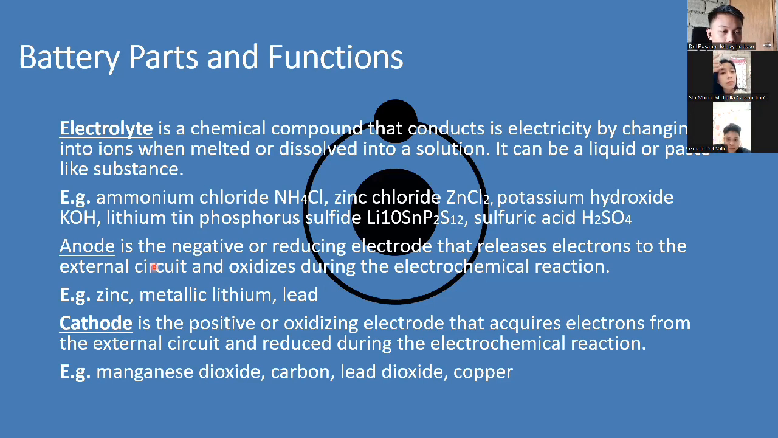The next one is the cathode. It's the positive or oxidizing electrode that acquires electrons from the external circuit and is reduced during the electrochemical reactions. Examples are manganese dioxide, carbon, lead dioxide, and copper.